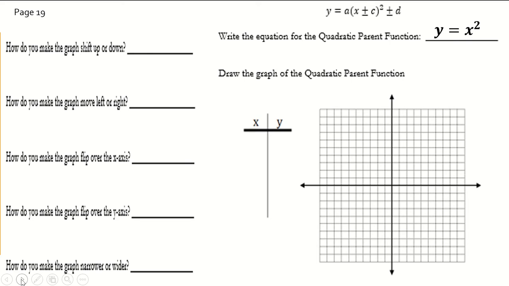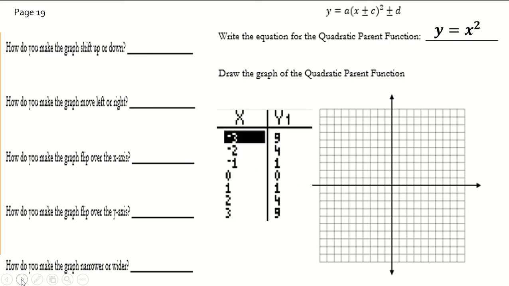If we type y equals x squared into our y equals screen, we can go look at some table values that we're able to plot on a graph and visualize or see what the quadratic parent function looks like. So we look at this as our starting graph. And now we're able to manipulate or change the a, c, and d values to move it in certain ways.